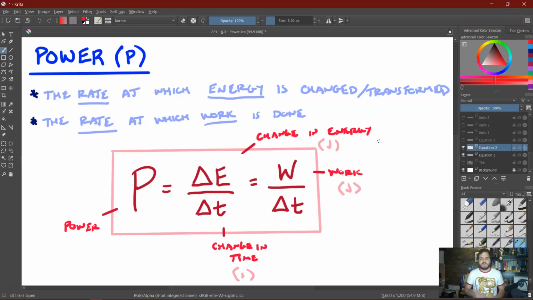The power is equal to change in energy over change in time, or it's equal to work over change in time, where those change in energies and work are, of course, in joules, and that change in time must be expressed in seconds. And when we have those units, our power is going to be expressed in units of joules per second, which is known as the watt.